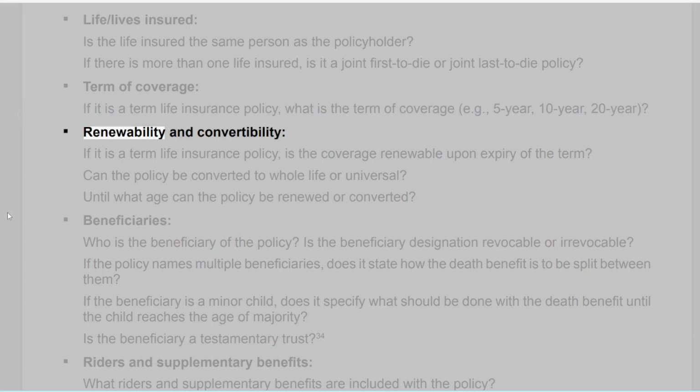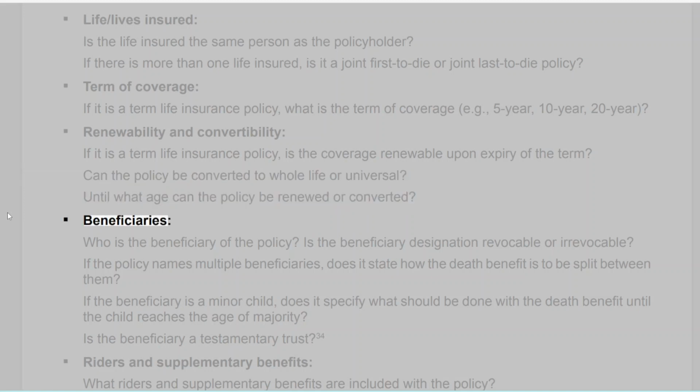Renewability and convertibility. If it is a term life insurance policy, is the coverage renewable upon expiry of the term? Can the policy be converted to whole life or universal? Until what age can the policy be renewed or converted?